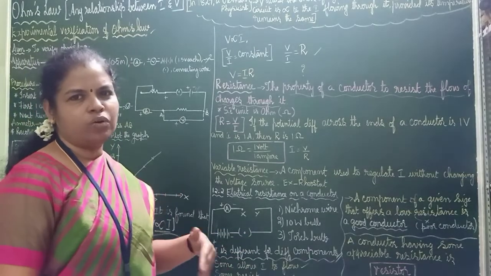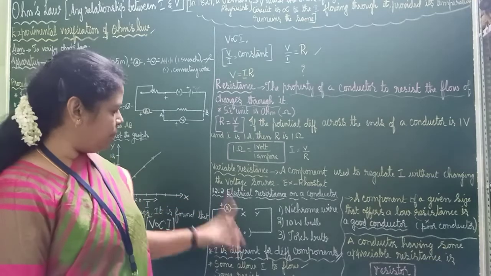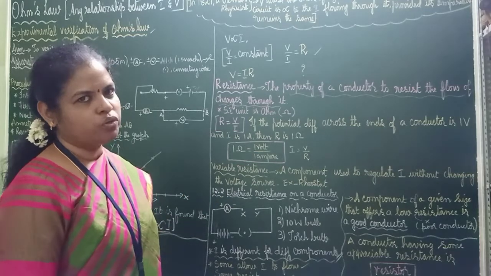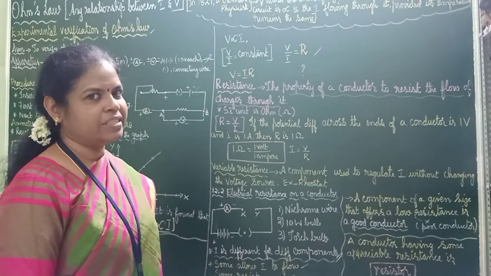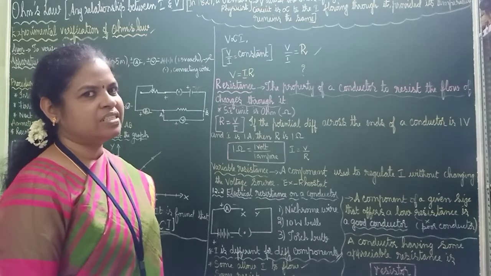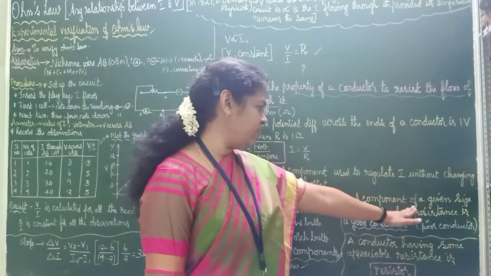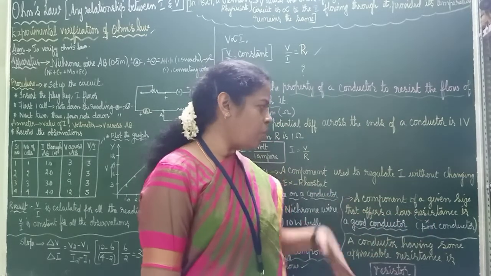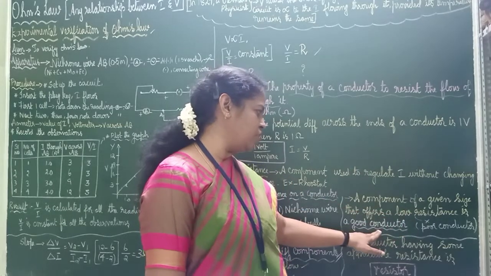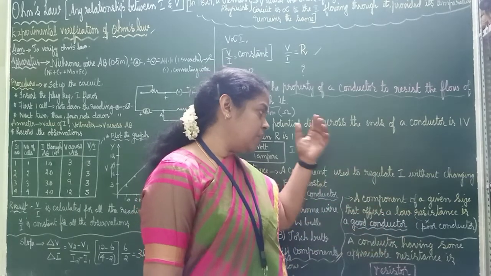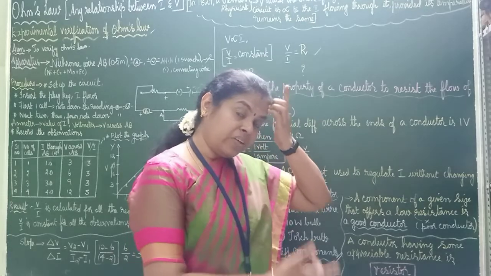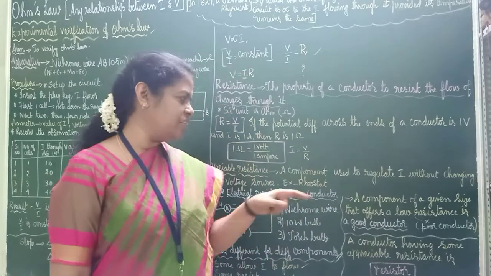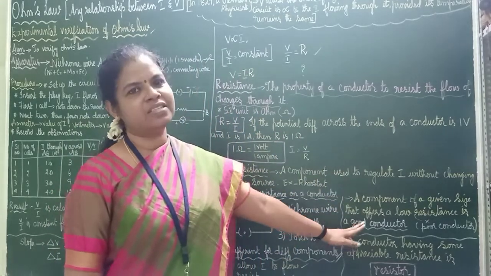See, it will not always allow current to pass through. Some components will allow current to flow through, some will not allow current to flow through. We have studied about good conductors as well as bad conductors. Correct? What do you mean by good conductors? A component of a given size that offers low resistance is called a good conductor. Opposite of that, if it is high resistance, if it is not allowing anything to go through, then it is called a poor conductor. If it is conducting, then it is a good conductor. If it is not conducting, then it is a poor conductor.